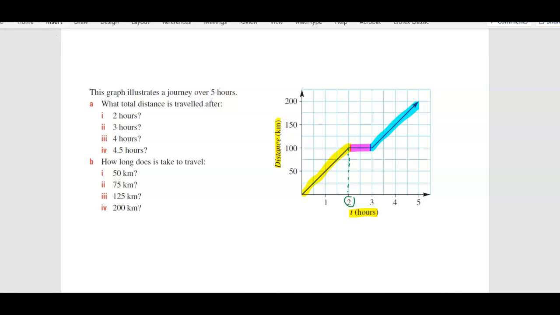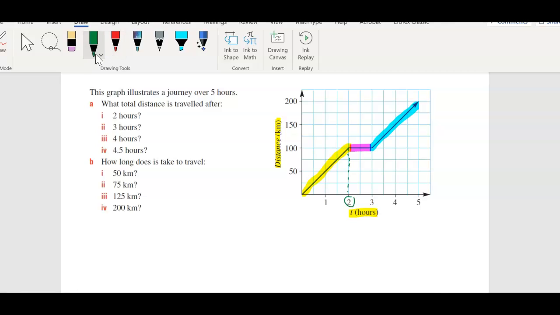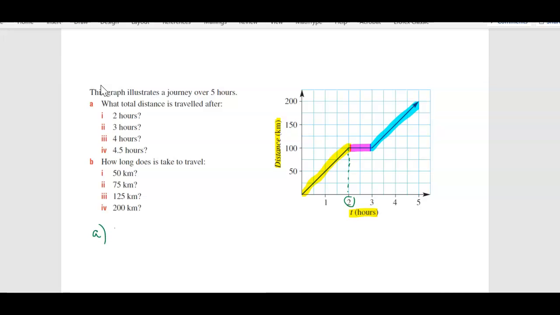All right, so let's answer some questions. Apologies for my croaky voice. All right, so we'll stick to green. Okay, so for part 1, we're working out the total distance at 2 hours. So we've got t equals 2 going up, and we kind of answered that before, it's going to be at 100 kilometers.